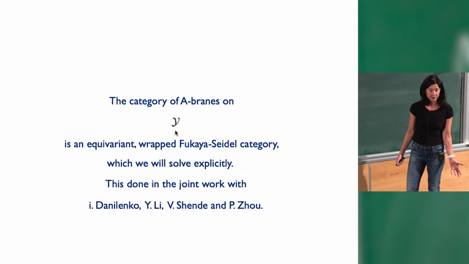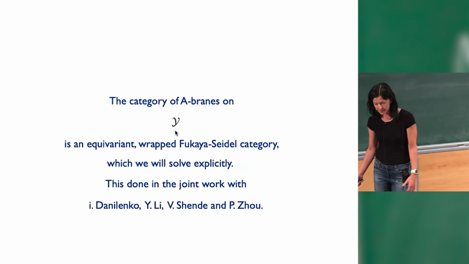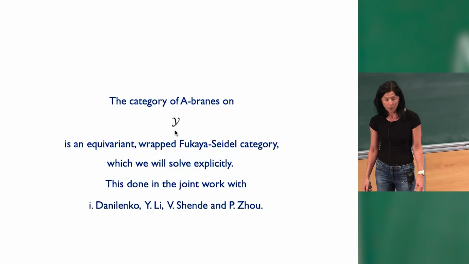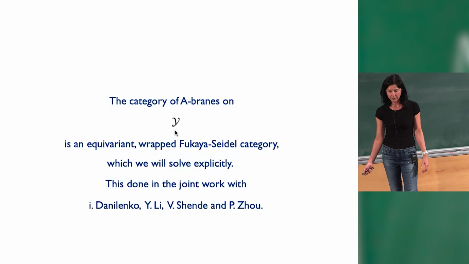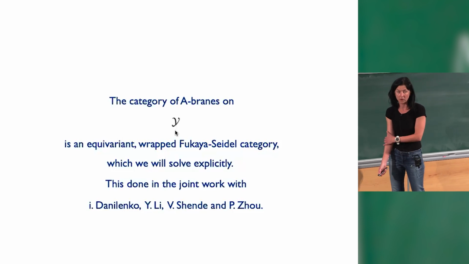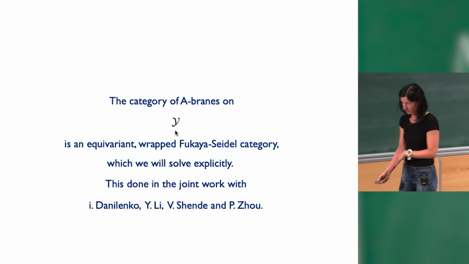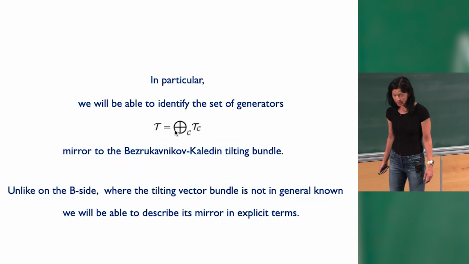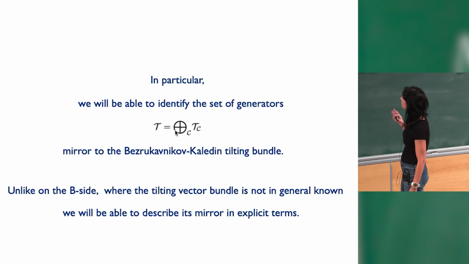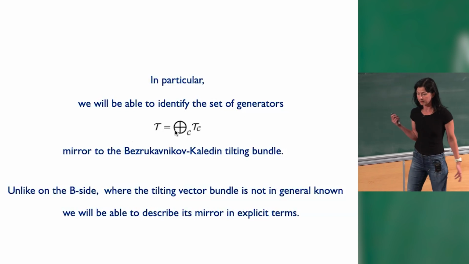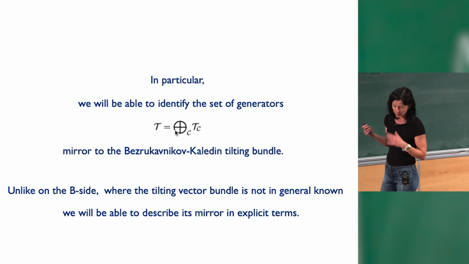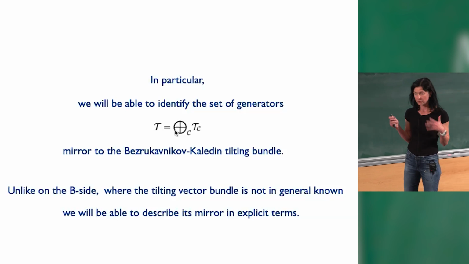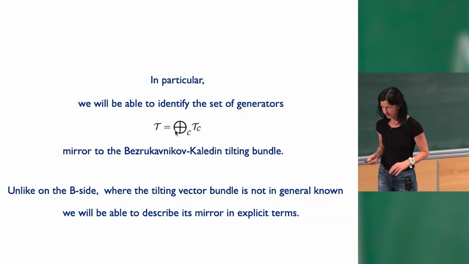So the category of A-branes on Y can be thought of as an equivariant Ruan-Fukaya-Seidel category, which we'll be able to solve explicitly. And this is done in this joint work with Danilenko, Li, Shende, and Zhou that appeared earlier this year. So in particular, we'll be able to identify the mirror of the tilting vector bundle of Bezrukavnikov and Kaledin. Now, unlike on the B side, where the tilting vector bundle is in general not explicitly known, on the A side, we'll be able to describe its mirror completely explicitly.